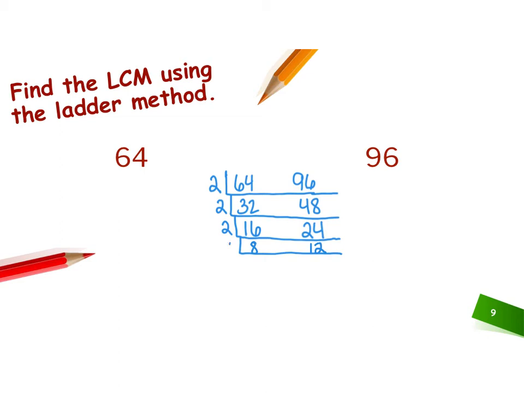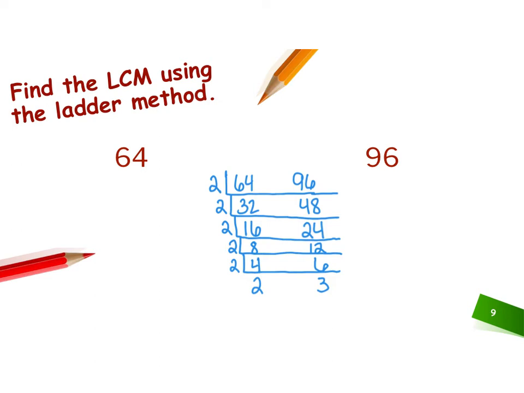Both of these numbers can be divided by 2. On my next ladder step, 8 divided by 2 is 4, and 12 divided by 2 is 6. They can be divided by 2 again, and 4 divided by 2 is 2. 6 divided by 2 is 3. Both the 2 and the 3 are prime numbers, so they are not written inside of a ladder step.